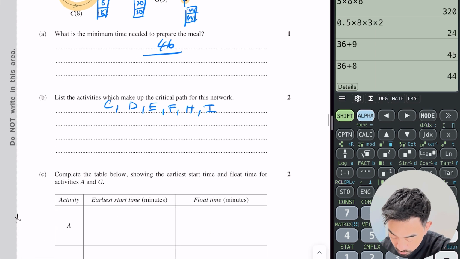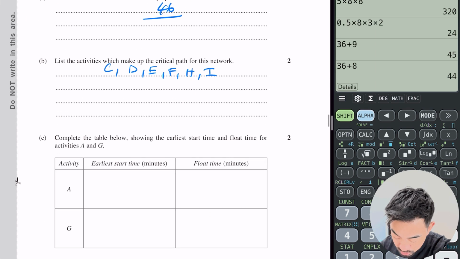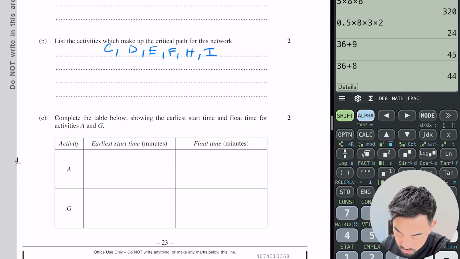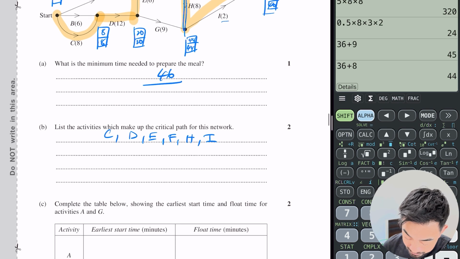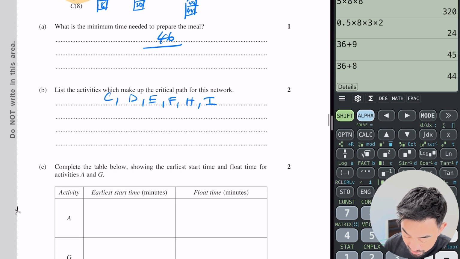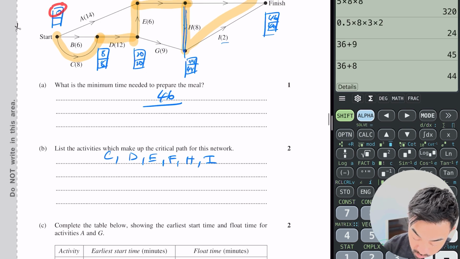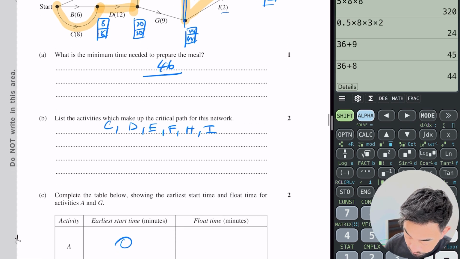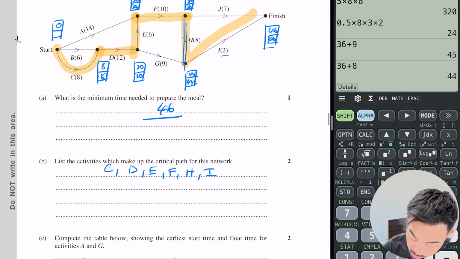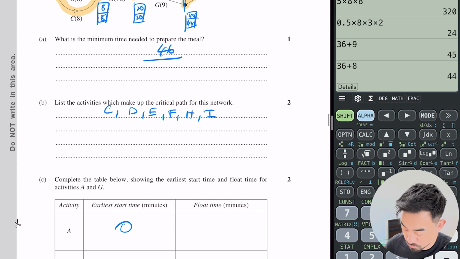C, complete the table below showing the earliest start time and flow time for activities A and G. Okay, what's the earliest start time for A? The earliest start time for A is 0. What's the flow time? So the flow time is the latest start time minus the early start time minus the activity. So 26 minus 0 is 26. Minus 14, that's 12.